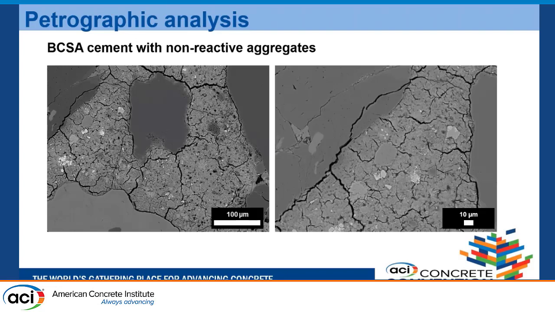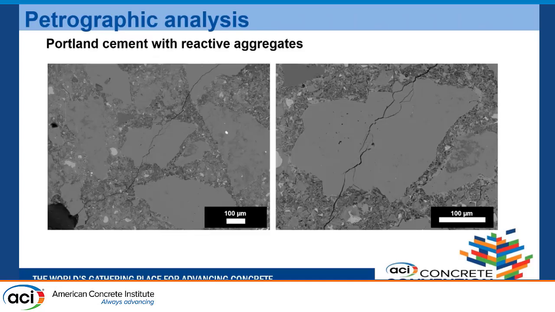Here you see an image of BCSA cement specimens with non-reactive aggregates. Again, the majority of the cracks are focused mostly in the paste region, and even though there are some cracks through the aggregate, they are mostly concentrated towards the periphery and are not a typical ASR crack through the aggregate. Again, it is a result of desiccation from the drying process and not a clear indicator of ASR.